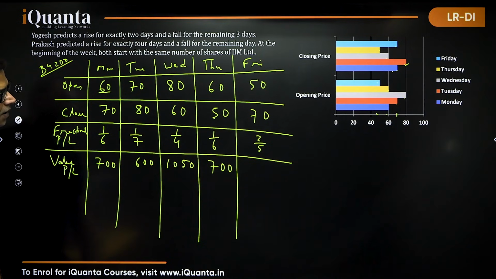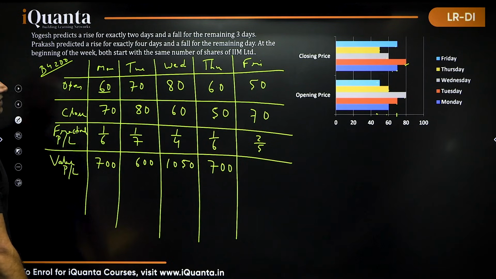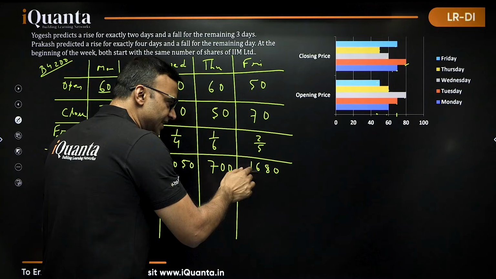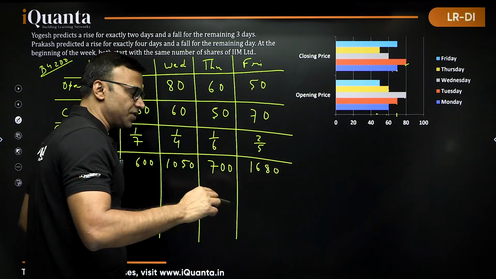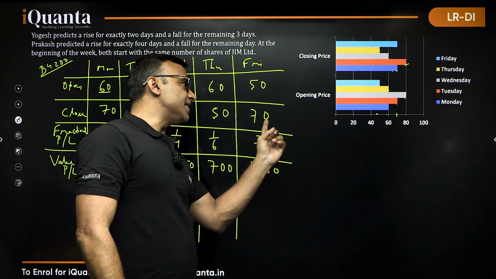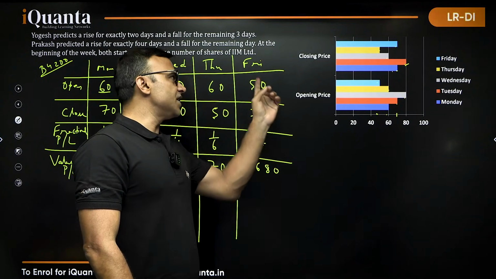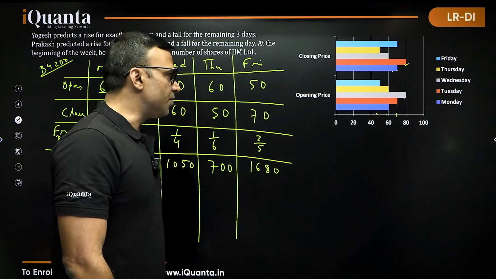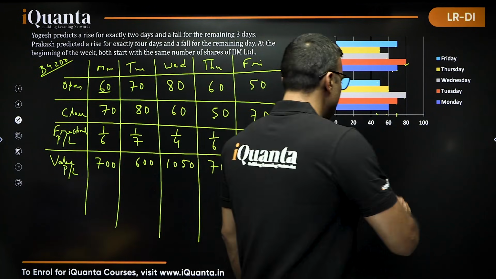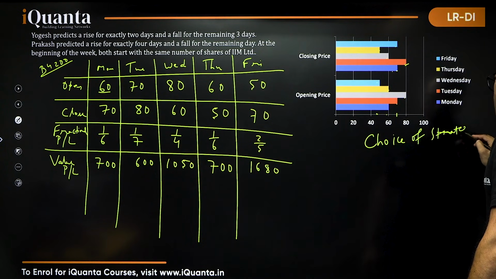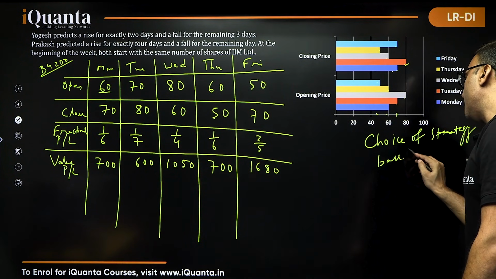2 by 5 of 4,200, how much is that? 1/5 is 840, so 1,680. Again, I remind you, whether this 1,680 is profit or loss will depend on the strategy chosen. So, I'll just repeat once more. If the person has bought at 50, sold at 70, then there is a profit of 1,680. But if the person has sold at 50 and bought at 70, clearly there is a loss, right? That will depend on the kind of prediction. The person will choose the strategy. Choice of strategy is based on their prediction.